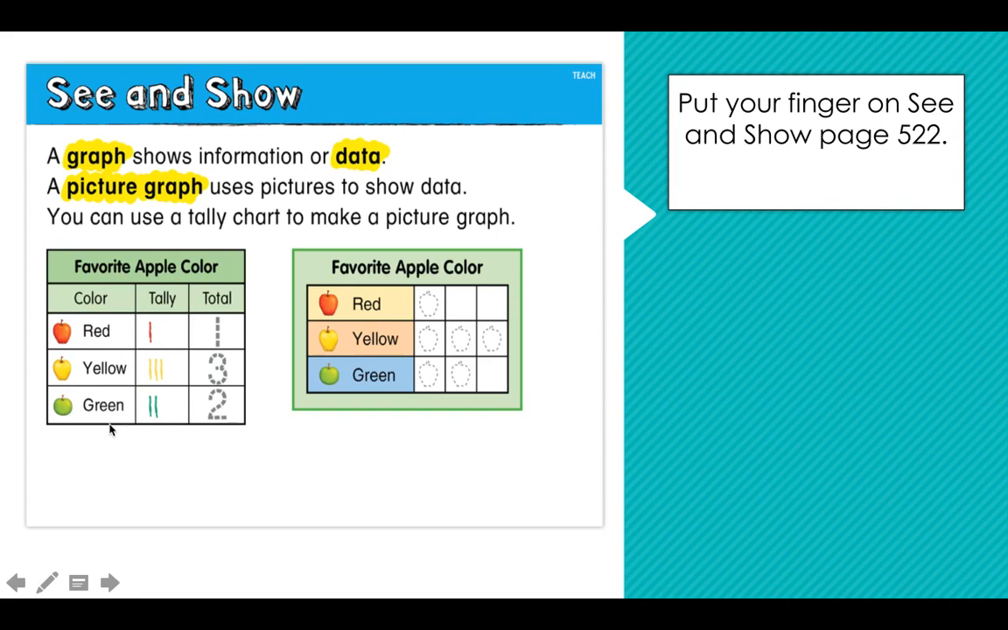Let's count the tallies and see how many people chose red as their favorite apple color. Well, I see only one tally mark, so that tells me that a total of one person said red is their favorite apple color. Next to yellow, I see 1, 2, 3 tally marks. So that tells me that a total of 3 people said that yellow is their favorite apple color. And next to green, I see 1, 2 tally marks. That tells me a total of 2 people said green is their favorite apple color. Trace in the totals in your tally chart.